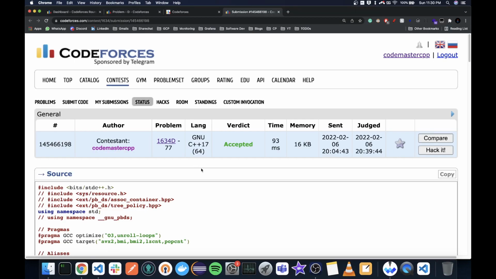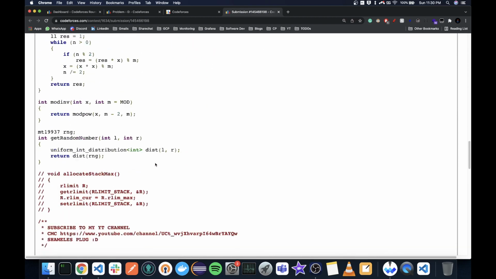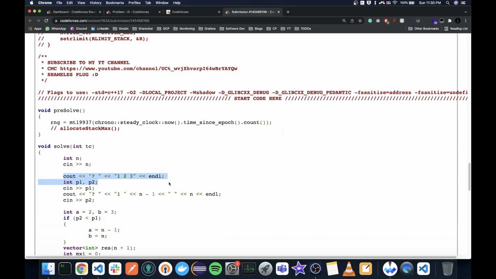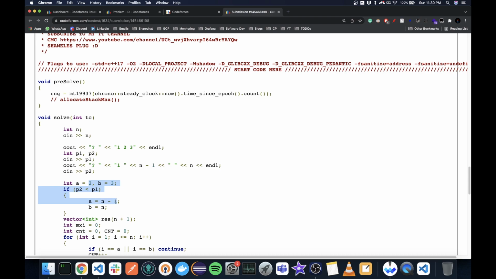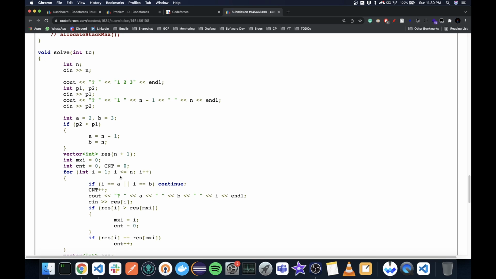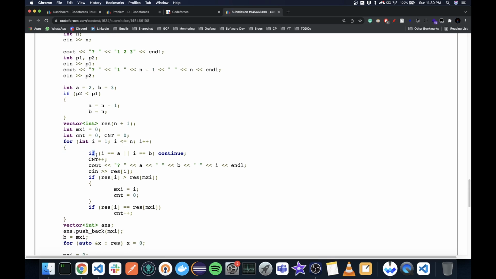I wanted to explain the more general approach. And now let's look at the implementation. So the same thing, I'm checking 1, 2, 3 and 1, n minus 1 and n, and based on whichever is less, I'm picking that to be AB, and then I go from 1 to n. If i is equal to AB, continue, because then I would ask for a duplicate index. I make the query, store it in the result vector, and basically keep track of where the maximum i is, because I will need it to figure out where the possible 0 or a max is.